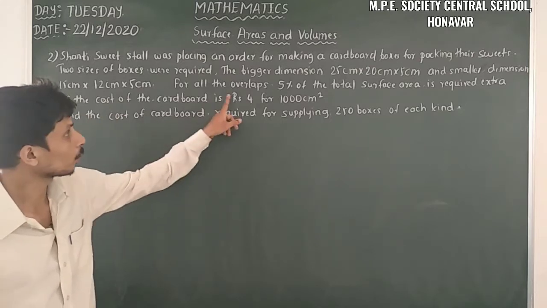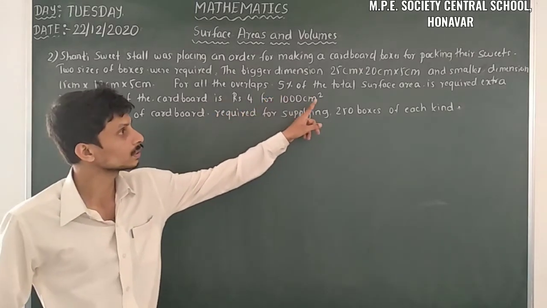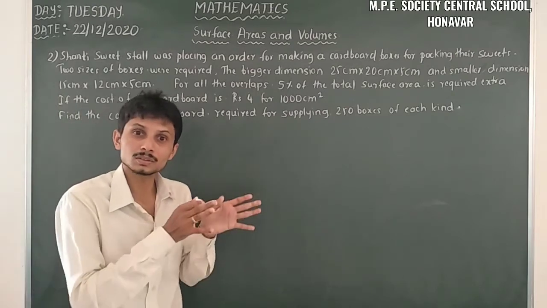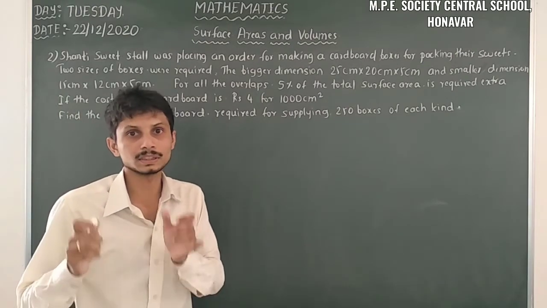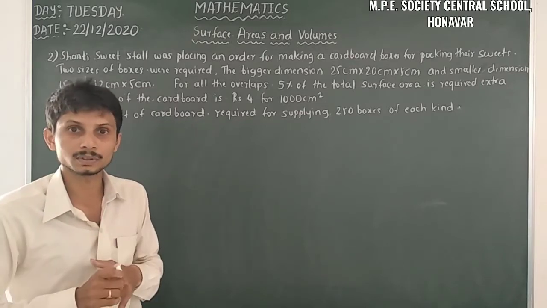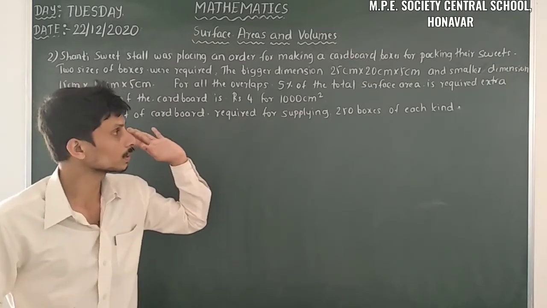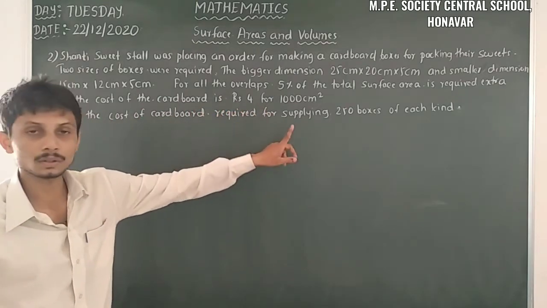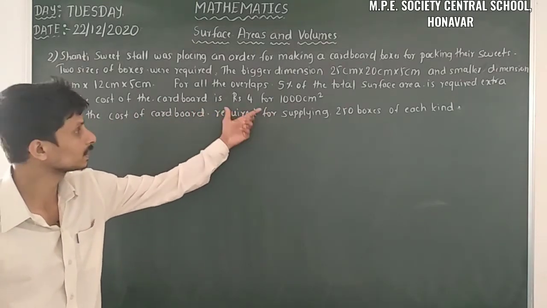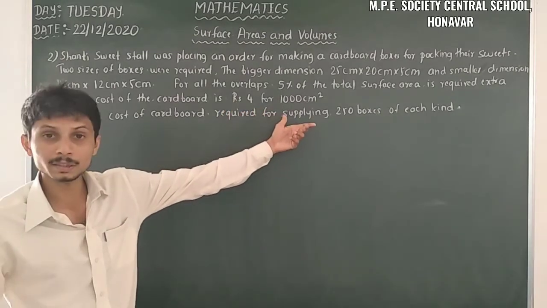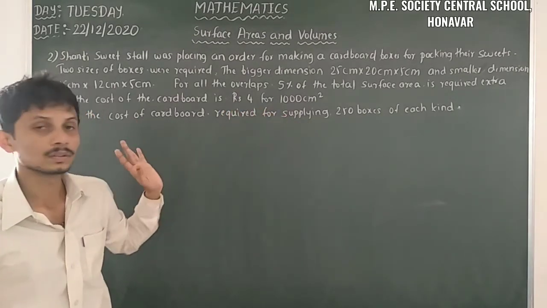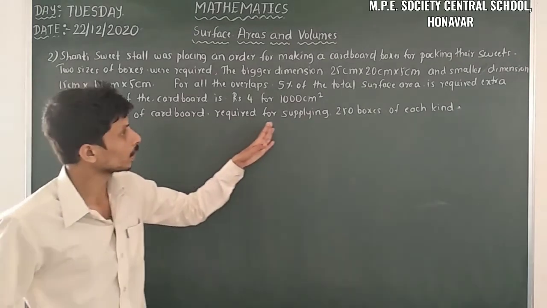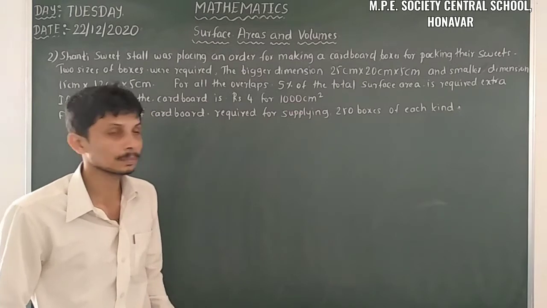It is given that for all the overlaps, 5% of the total surface area is required extra. That means for each dimension they want some extra cardboard, which is also required there. And the cost of the cardboard is rupees 4 for 1000 centimeter square. Find the cost of the cardboard required for supplying 250 boxes of each kind.